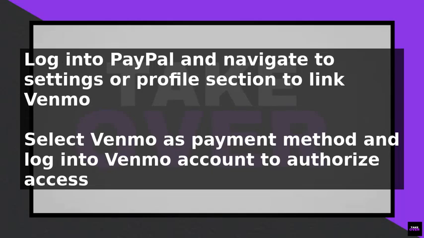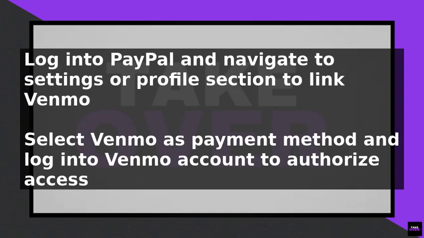To set up and integrate PayPal with Venmo, start by logging into your PayPal account and navigating to the Settings or Profile section. Look for the option to link a bank account or card and select Venmo as the payment method. You will be redirected to the Venmo website where you will need to log in to your Venmo account. Once you have logged in, you will be asked to authorize PayPal to access your Venmo account.